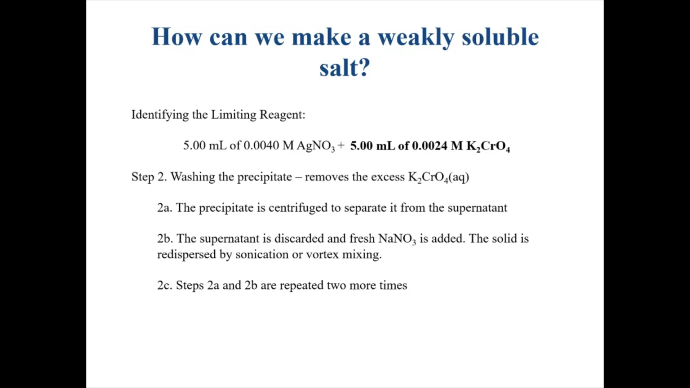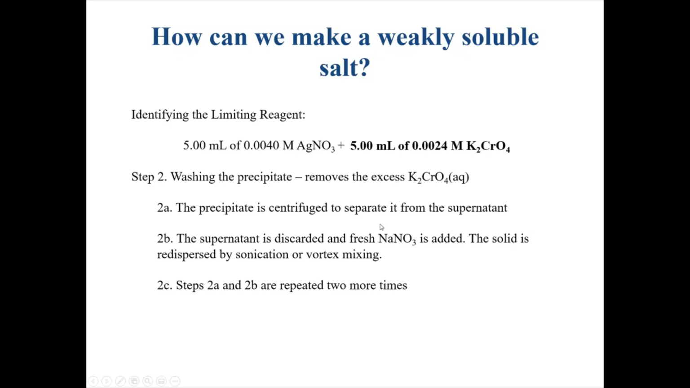So we're adding some fresh solution that has no potassium chromate, and we're going to wash this to get rid of anything that's an impurity. And then we're going to repeat this a couple of times. So we're going to centrifuge, add fresh NaNO3. Centrifuge, discard the supernatant, add fresh NaNO3. We're going to do that 2 more times until we've washed it for a total of 3 times.